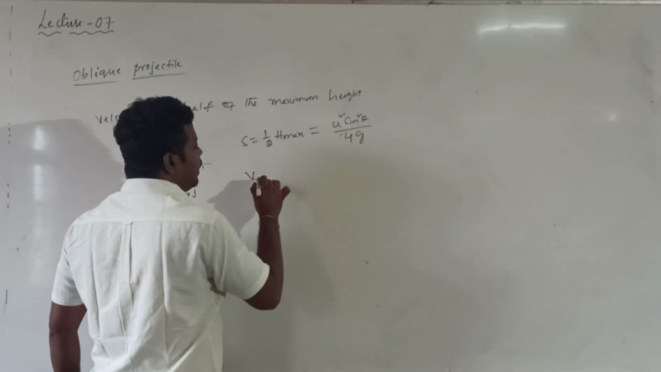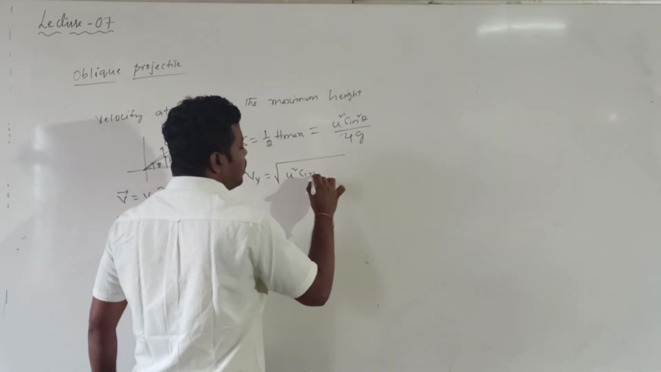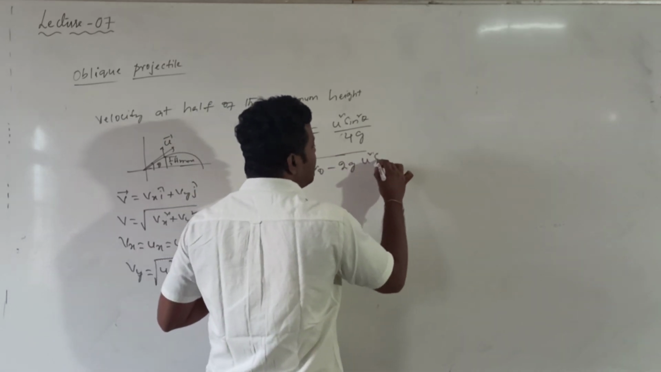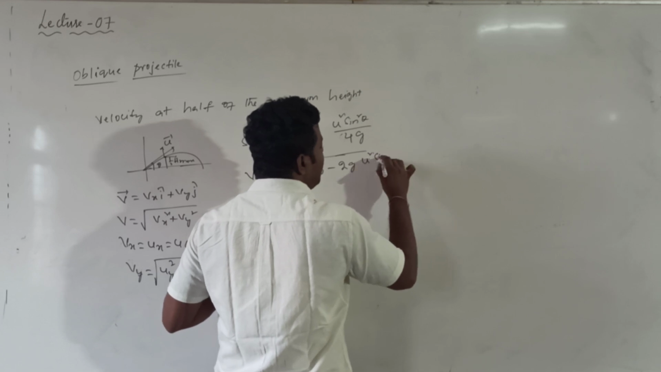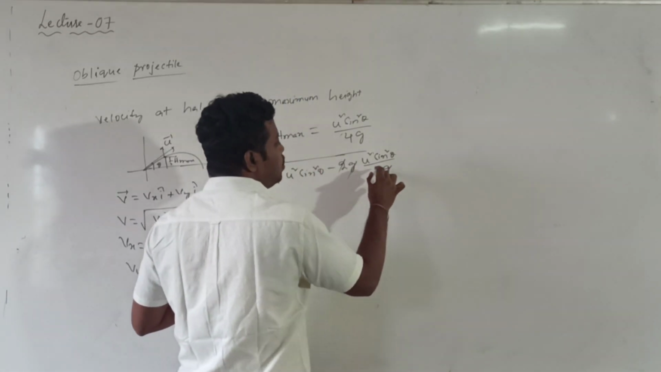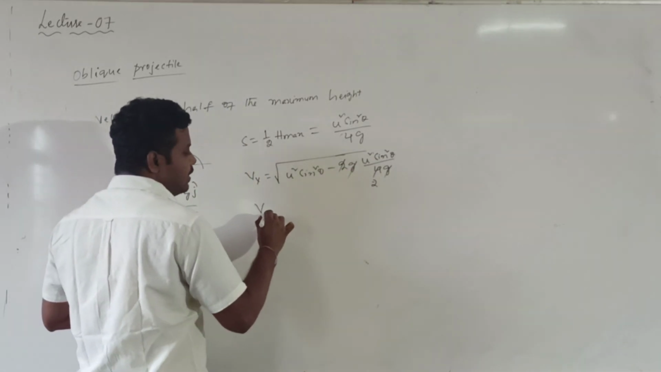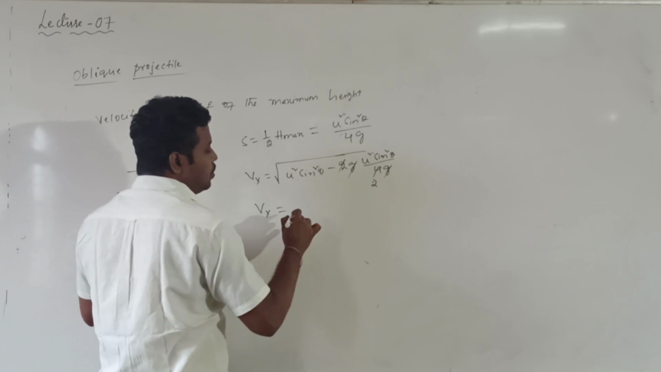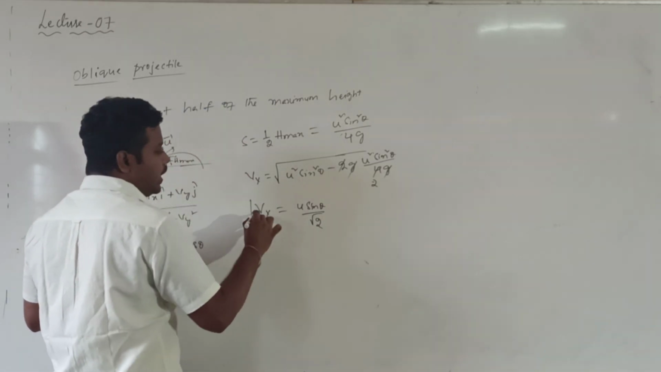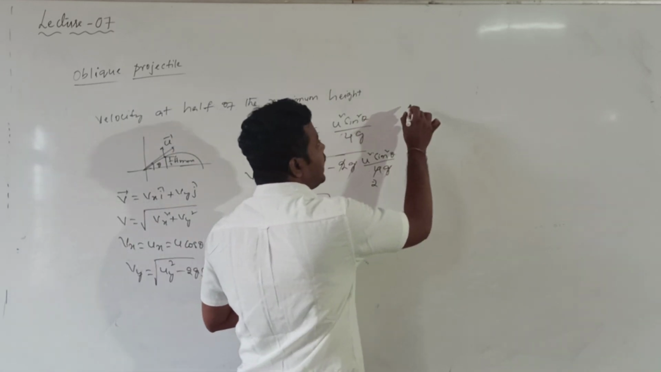Substituting this, Vy is equal to root over of u square sin square theta minus 2 into g into u square sin square theta divided by 4g. The g cancels, and the 2 cancels. So u square sin square theta minus u square sin square theta by 2; taking LCM, we get u square sin square theta by 2. So Vy is u into sin theta divided by root 2. Understood? This is the vertical component of velocity at half of the maximum height. When I know Vx and Vy, can I calculate V?